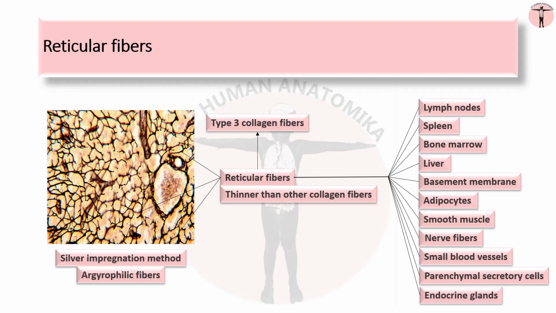With this, we have completed the second part of connective tissue, that is the extracellular matrix. In the next session, I will be discussing the classification of connective tissue.